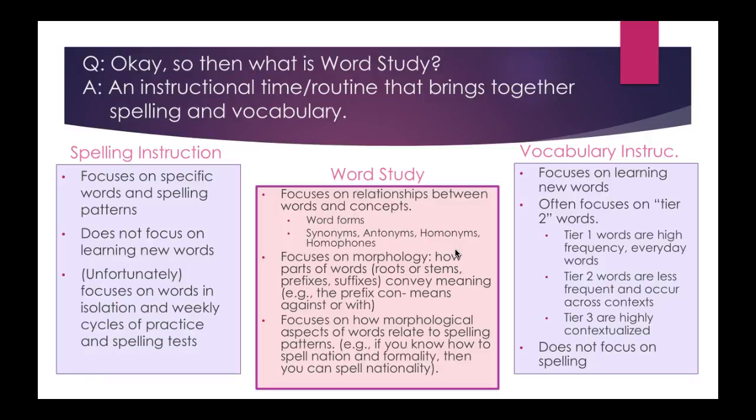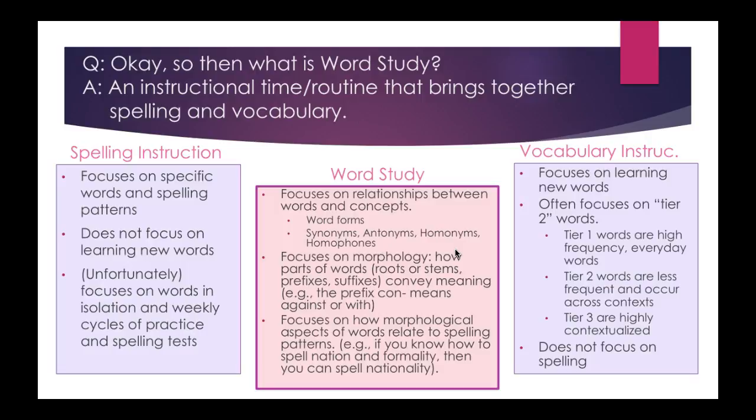So if you look at the word construct, right? Struct is the root of the word. And it's also the same root that you find in instruction and structure and destruct and whatnot. And so we look at the meaning of the root or the stem, and then we also look at the prefixes and suffixes and what those mean. So the idea here is we're looking at how morphological aspects of words relate to spelling patterns.